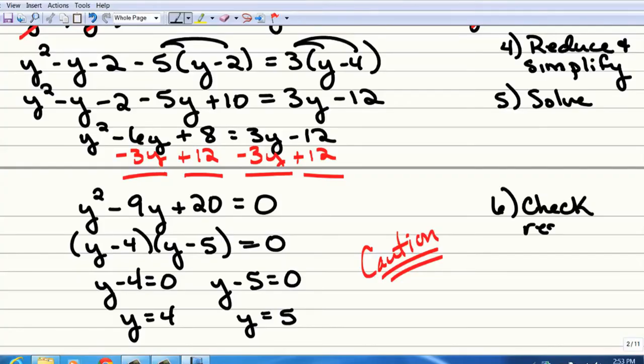So here you can check your result in the denominator. Remember, we can't have a number over 0.